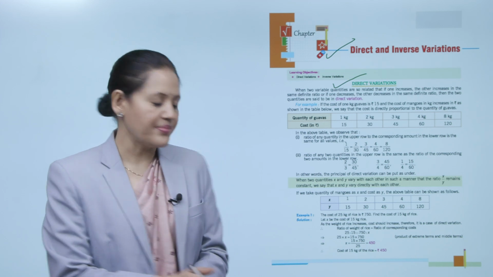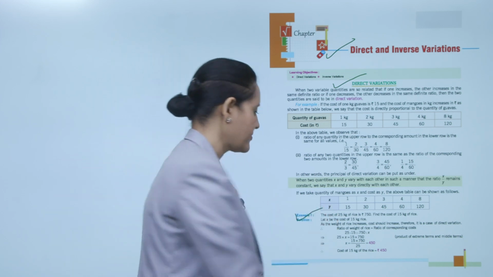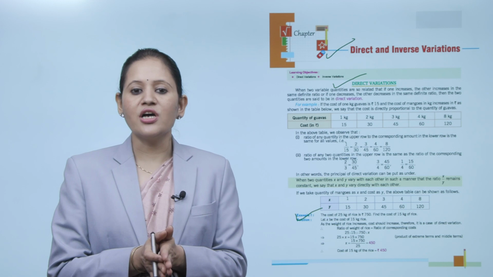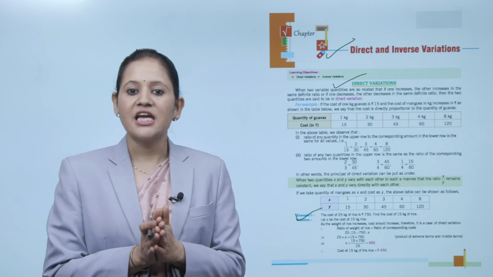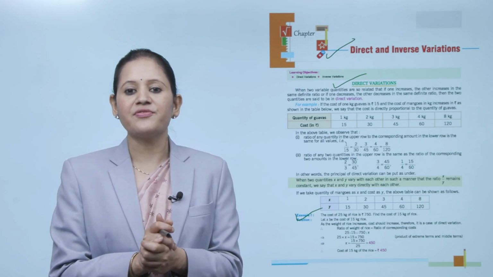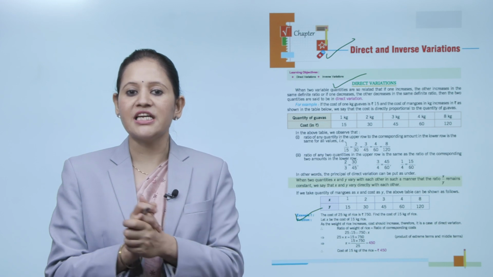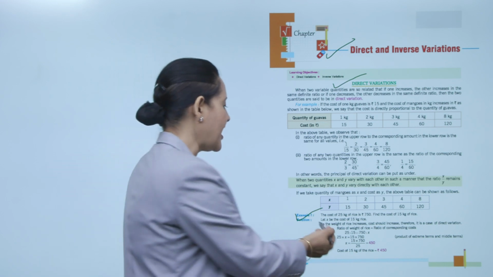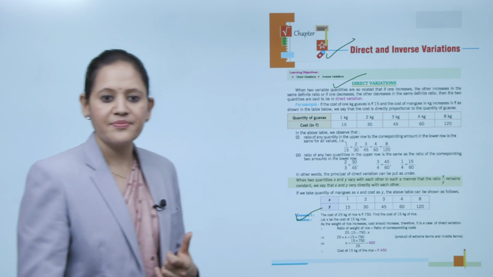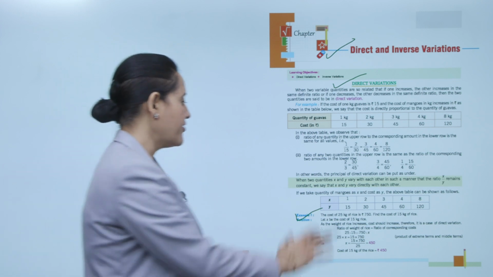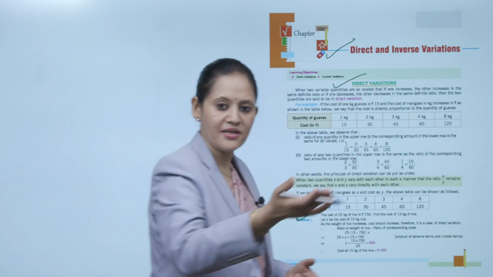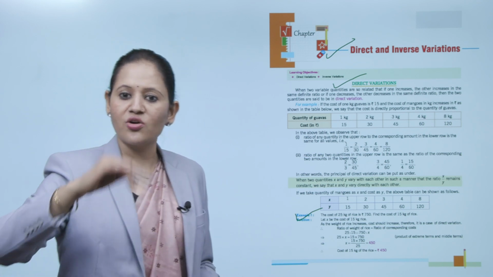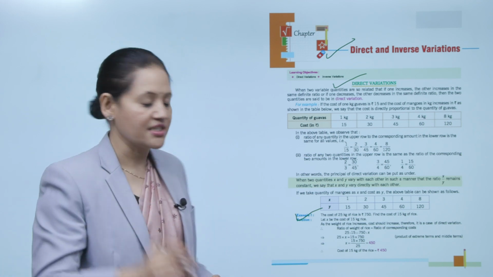Now we will take the example. The cost of 25 kg rice is rupees 750. Find the cost of 15 kg rice. Let x be the cost of 15 kg rice. As we know, as the weight increases, the cost also increases. So this is the case of direct variation.